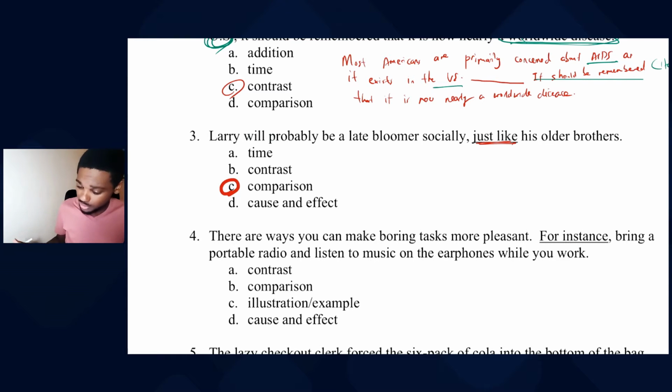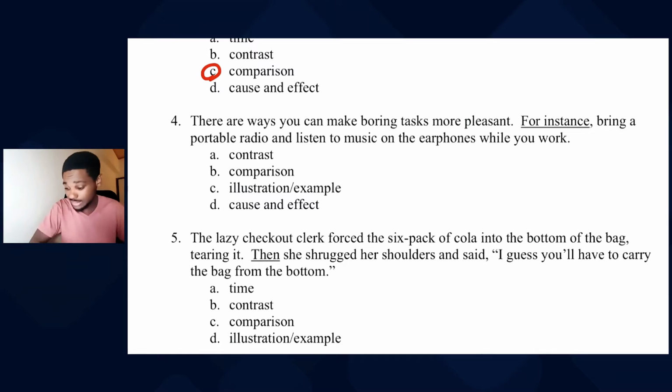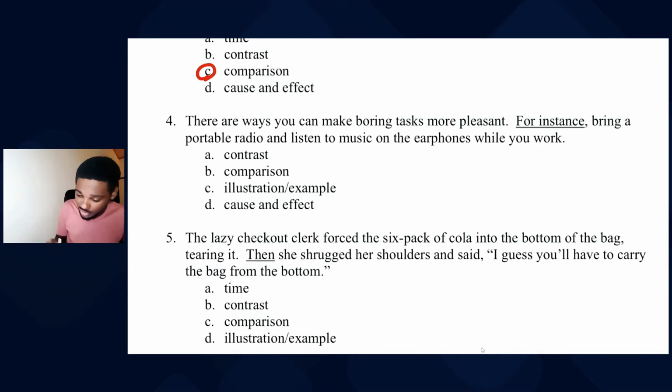Just like his older brothers, we're looking at two different elements or things, and we're seeing something similar between them. Easy one. Number four. There are ways you can make boring tasks more pleasant. For instance, bring a portable radio and listen to music on the earphones while you work. Number four. Robin Hood, you're quick. We're quick with this one. All right, so there are ways, and here we have an example of one of the ways. So it's just an example or illustration.